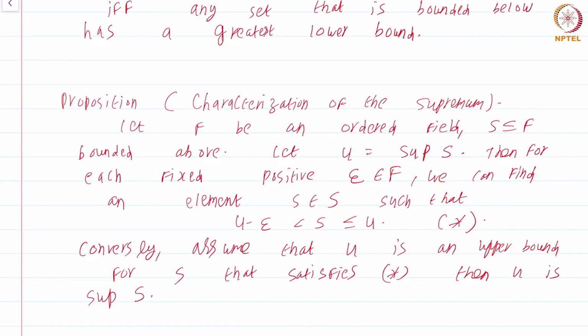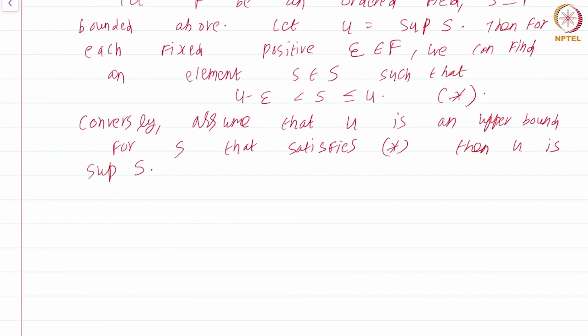What this proposition says is the following. You have a set S in an ordered field that is bounded above. The supremum also exists, which we are denoting by U. What it says is if you knock out a small portion of the supremum, that's essentially what subtracting a positive epsilon means, then that ceases to be an upper bound of the set. There will be some element S that is greater than U minus epsilon and less than or equal to U. Needless to say, this choice of S depends on the choice of epsilon. If you choose a much smaller epsilon, you will have to modify this element S in all probability.